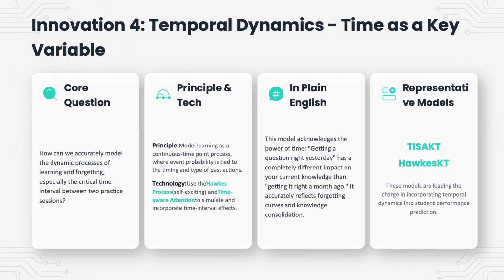Fourth, let's talk about time. Traditional models often treat all past actions the same, regardless of when they happened. But we all know that forgetting is real. Temporal dynamic models address this by treating learning as a continuous process in time. They understand that a problem solved yesterday is more indicative of current knowledge than one solved a month ago. Using techniques like the Hawkes process, models like TSAC and HawkesAT capture not just what a student did, but when they did it, leading to a much more nuanced understanding of knowledge decay and retention.